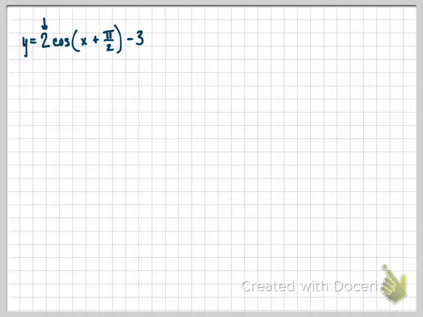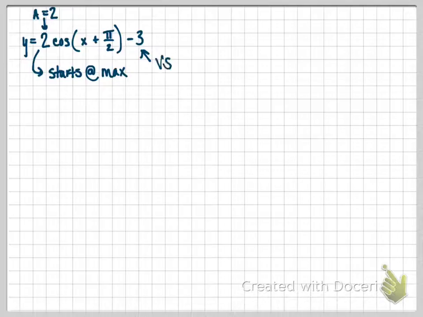Okay, here I have an amplitude of 2. Remember that cosine starts at the max, and because this is positive, it's going to stay starting at the max. So it starts at max. I have a vertical shift of negative 3. Okay, and then my other piece of information is my phase shift. That's our new piece of information.